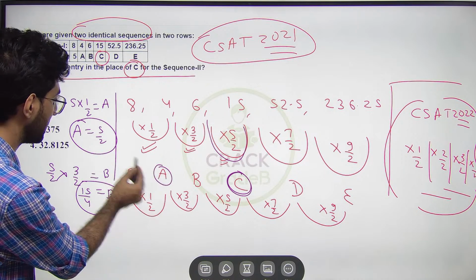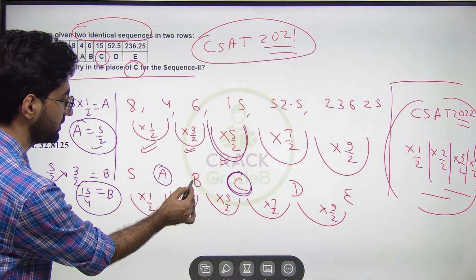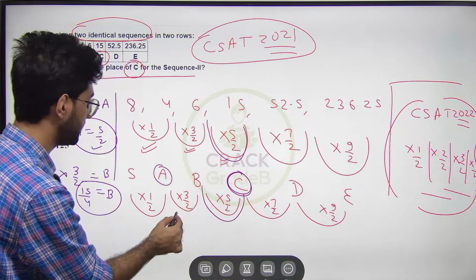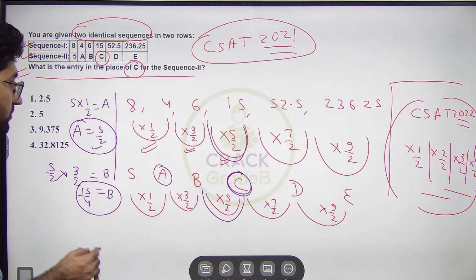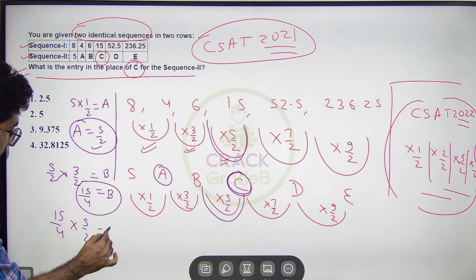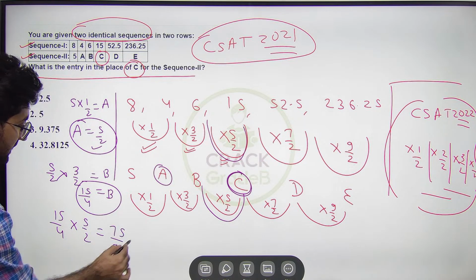The value of A is 5 by 2. So 5 by 2 into 3 by 2, so B equal to 15 by 4. Similarly, 15 by 4 into 5 by 2, that is equal to 75 by 8, right?